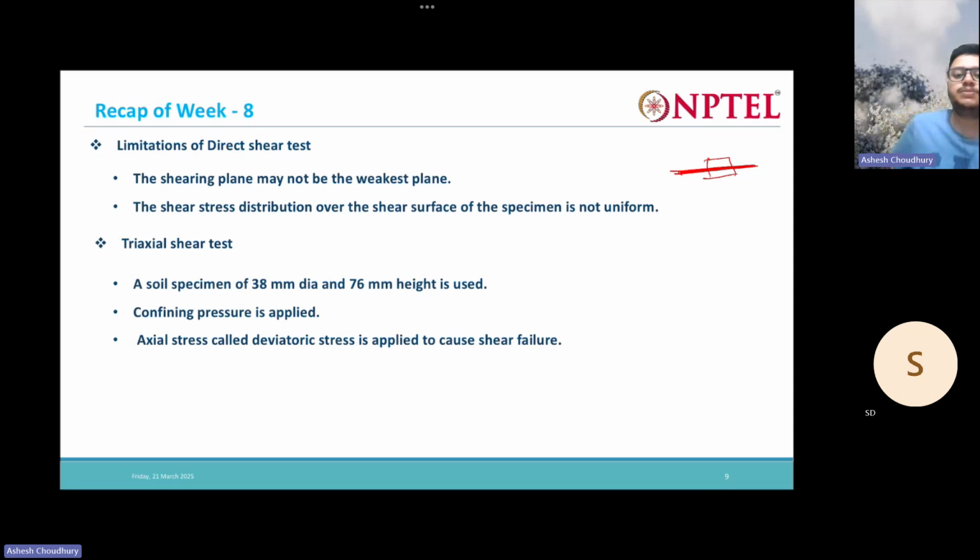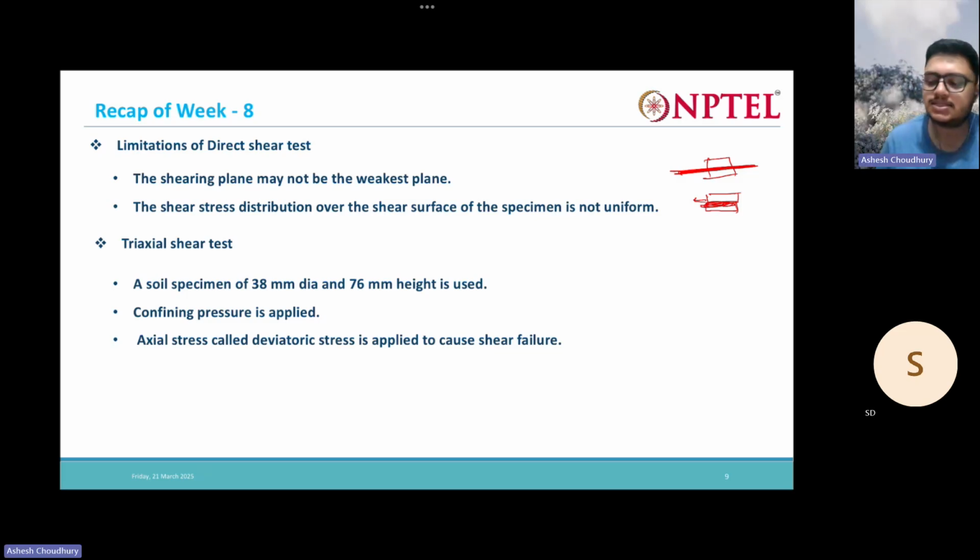The shear stress distribution over the shear surface of the specimen is not available. There are two halves, right? As soon as you have started to shear the specimen, you have two halves. One half will move, the other half will stay. So obviously the shear distribution in this region will not be uniform. One part will have more concentration of shear stress, one part will have less concentration. So the shear stress distribution will not be uniform over the plane.